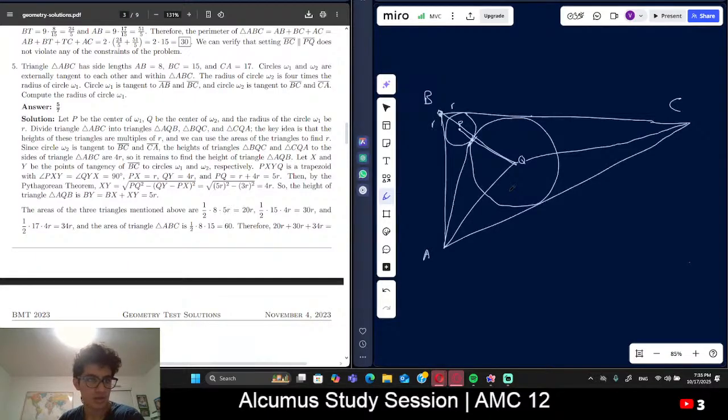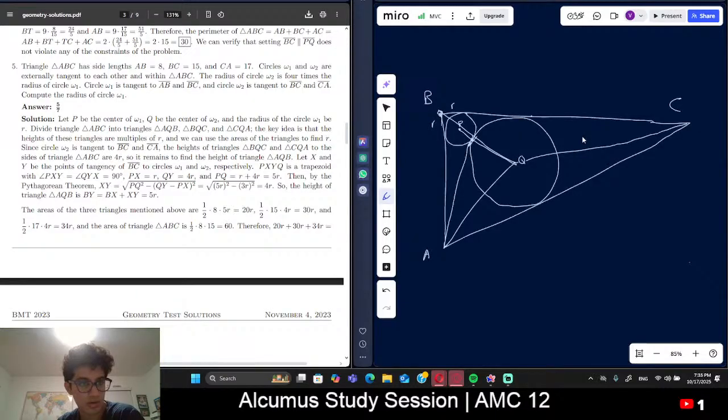Key idea is that the heights of these triangles are multiples of r. What do they mean by that? The height of the triangle with what? Oh yeah, okay, I see. Divide the triangle into these. The key idea is that the heights of these triangles are multiples of r, and we can use the areas of the triangles to find r itself.